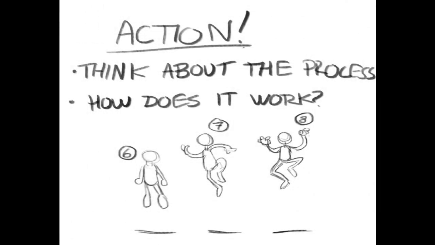So now it's the part you've all been waiting for, the actual action. When you're doing the action, you really want to think about the process. How does it actually work? How does it get to the point that it's at? For example, if I had my character jumping and he started off standing, then all of a sudden he was in the air, if I didn't do anything to show the process, it would just look like he teleported from the ground and flew up into the air. And that makes no sense.